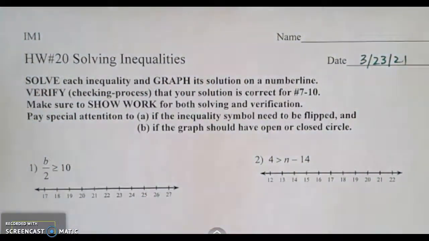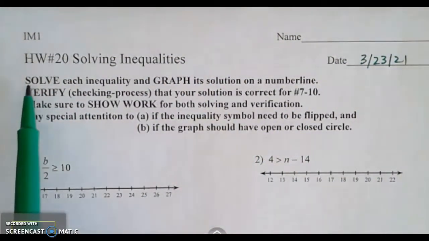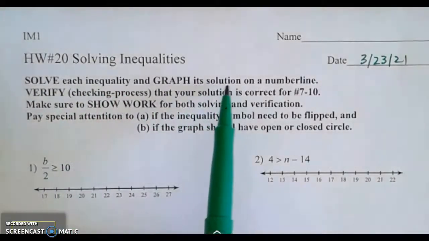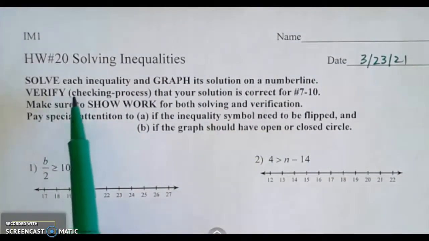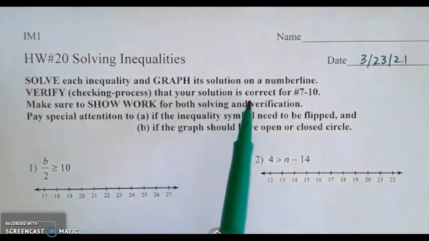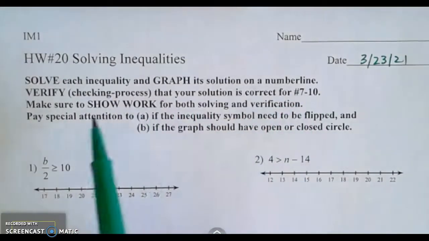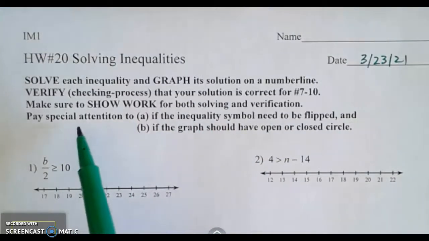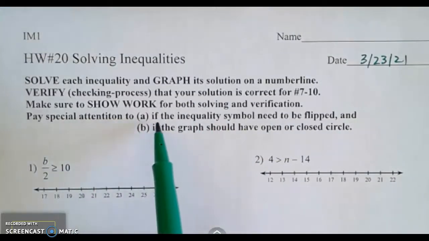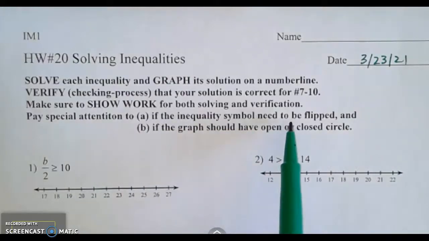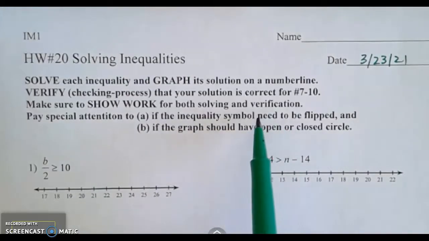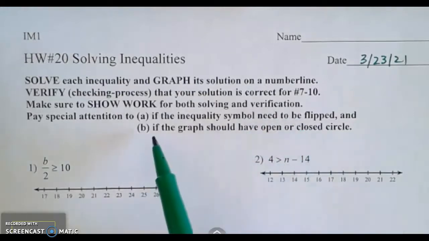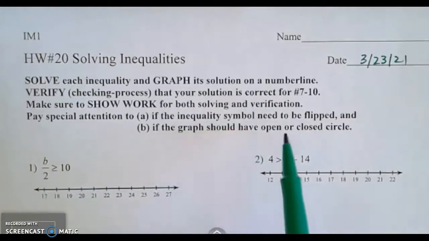Okay, so this is on solving inequalities. Look at the instruction. Solve each inequality and graph its solution on the number line. Verify, that means the checking process, that your solution is correct for numbers 7 to 10. Make sure to show work for both solving and verification, and pay special attention to if the inequality symbol needs to be flipped. Remember, it needs to be flipped when you are multiplying and dividing by a negative number, and if the graph should have an open or closed circle.